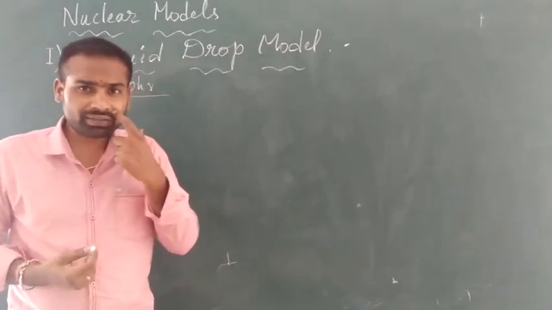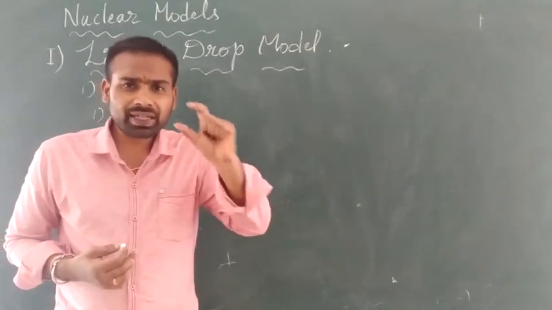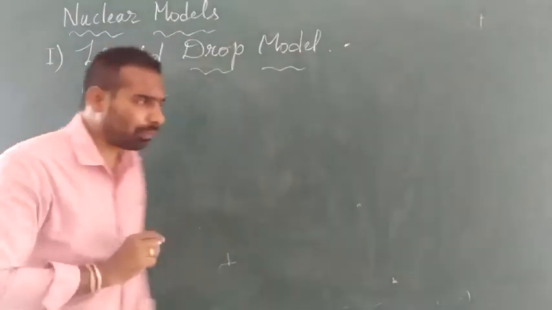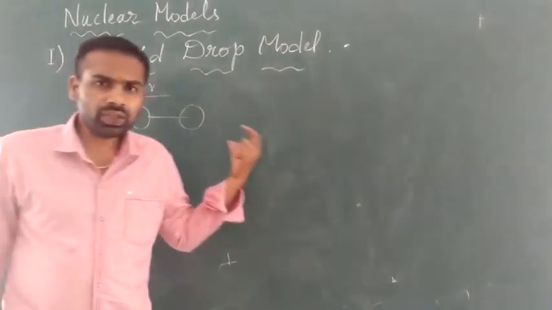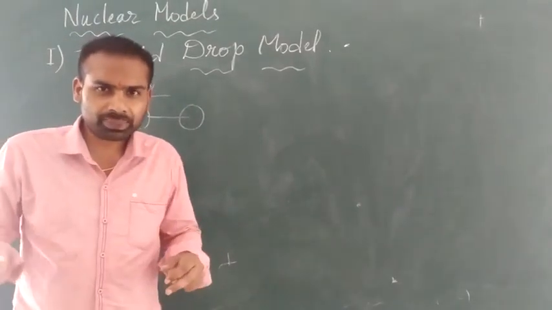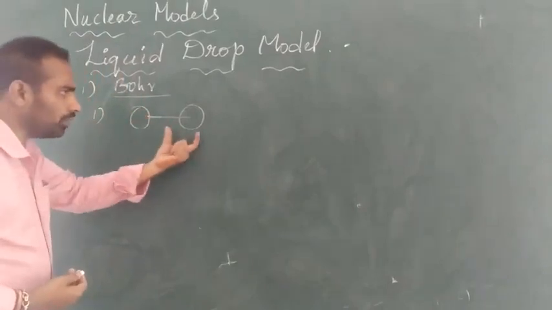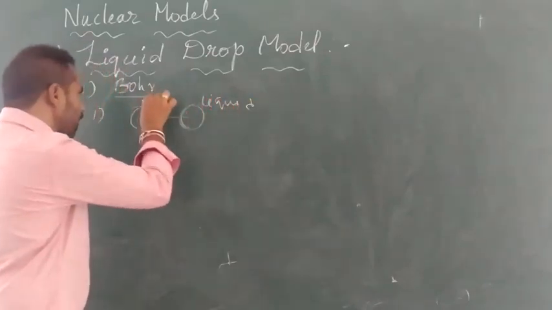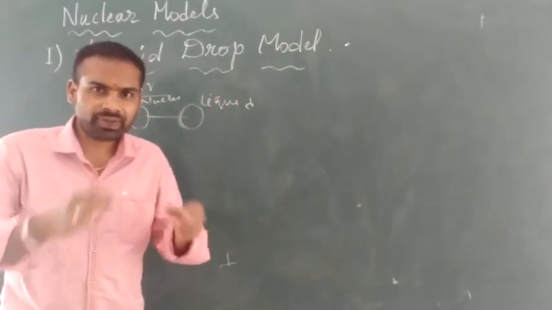First similarity: in general, the nucleus is similar to the electrically charged liquid drop. The nucleus and the liquid drop are the same, and the nucleus will take the spherical shape for its stability. This is the liquid drop, this is the nucleus. Both are in the same spherical shape. The nucleus will take the spherical shape for its stability.